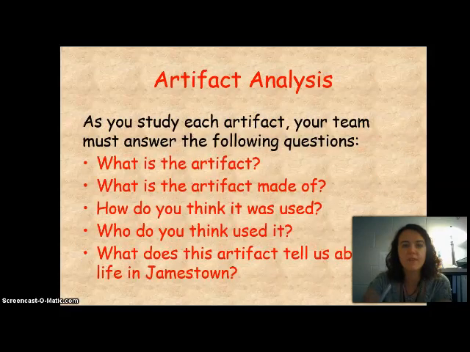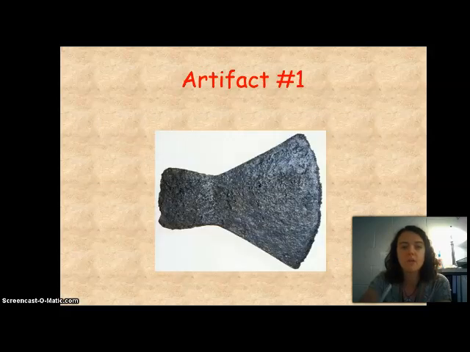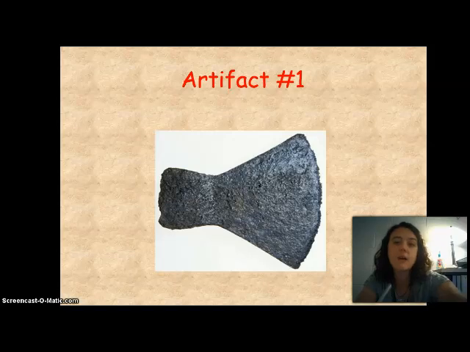Now, we went through this artifact analysis together as a class, and we asked the questions, what is it? What is it made of? How was it used? Who do we think used it? And what does it tell us about life in this time? So if you remember correctly, this first one was the head of an axe that was used to cut big pieces of wood and make them into smaller pieces of wood. What does that mean for our life in Jamestown? Well, it means that they had to chop their own wood to make things like houses.